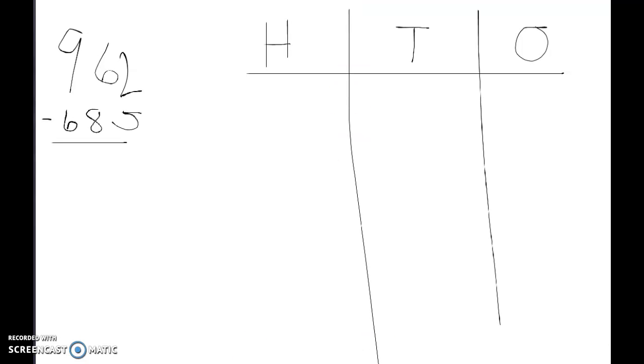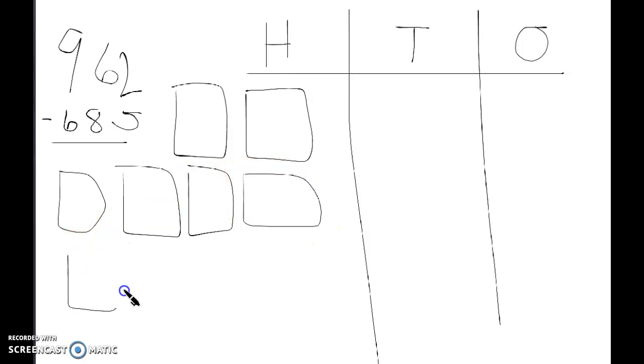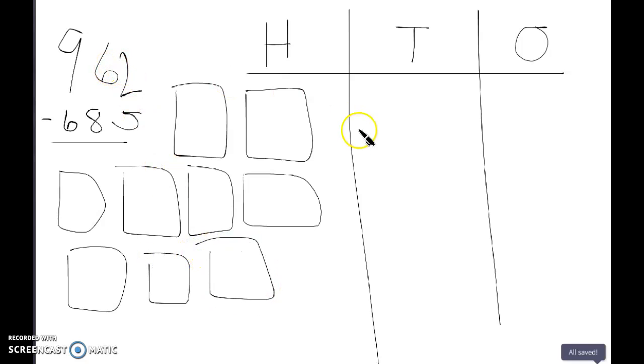The number I'm starting with is 962, so I'm going to draw that out using base blocks. So first we have 900, so we're going to draw 9 large cubes. And in a large cube there is 10 longs in it. So 1, 2, 3, 4, 5, 6, 7, 8, 9. And then we have 6 longs. 1, 2, 3, 4, 5, 6.